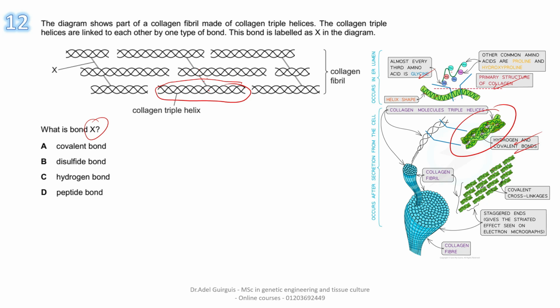How are parts of these collagen molecules joined together? Joined in this manner, staggered in order, but joined together laterally by cross links. These cross links are not made of hydrogen bonds, it is entirely a covalent bond, a strong covalent bond. These staggered ends give the striated effect seen on an electron micrograph. Collagen fibers are found in connective tissue like tendons, ligaments, and so on. So the answer here is A, covalent bond.